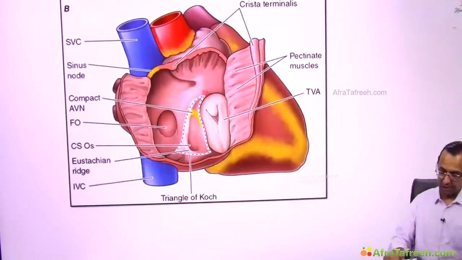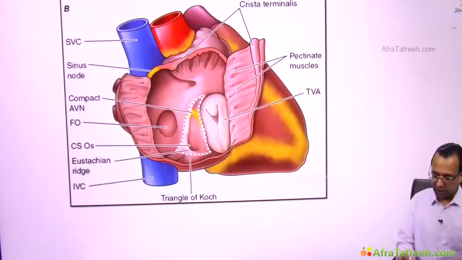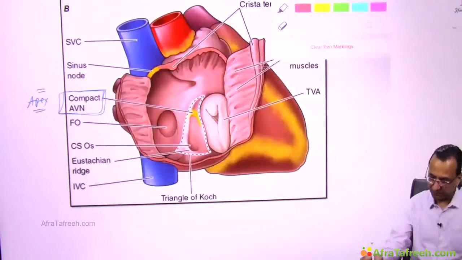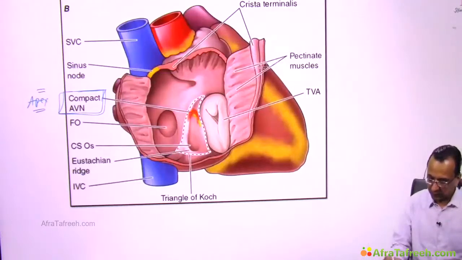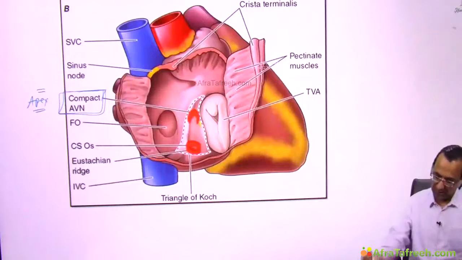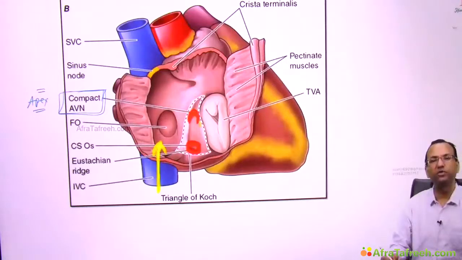That is the relation. The importance of the Cox triangle is that we have the AV node at the apex of the Cox triangle. If AV node is at the apex, what is at the base? The base was the opening of the coronary sinus. And what about the inferior vena cava? See, this is the inferior vena cava. And maybe it is close by, but it is not a boundary of the Cox triangle.